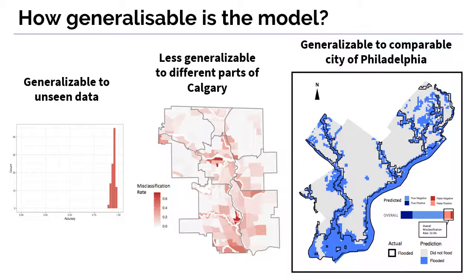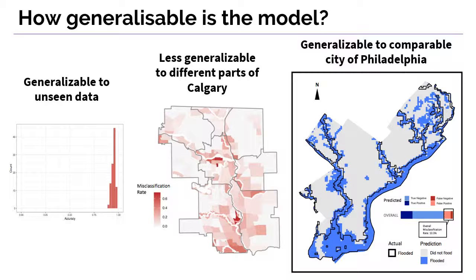The high accuracy didn't vary when testing our model on 100 different subsets of the data, meaning that it is generalizable as a whole, as shown on the left graph. Here, the accuracy rates are consistently high. However, the accuracy rate varies widely between neighborhoods, meaning that it is spatially biased. The model is less accurate for neighborhoods located near the river.